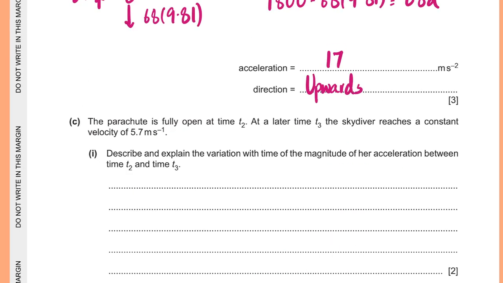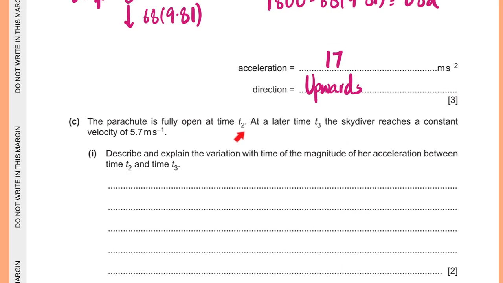Next, the parachute is fully open at time t2. At a later time t3, the skydiver reaches a constant velocity of 5.7 meters per second. Again, even before reading the question, let me just talk about how this is reached. As the parachutist decelerates, because acceleration is upwards and velocity is downwards, the air resistance also keeps decreasing, and when the air resistance again gets equal to the weight, that's when it reaches its second, lower terminal velocity.